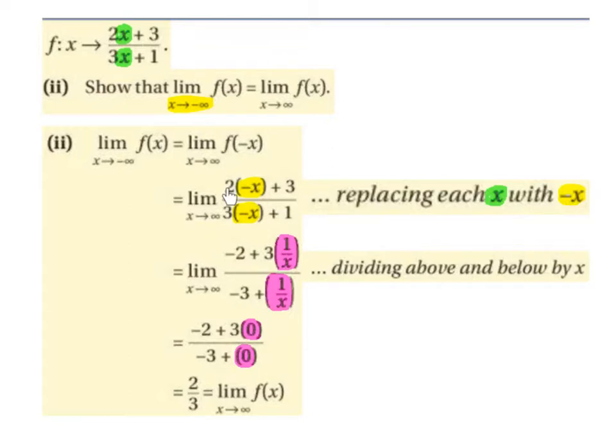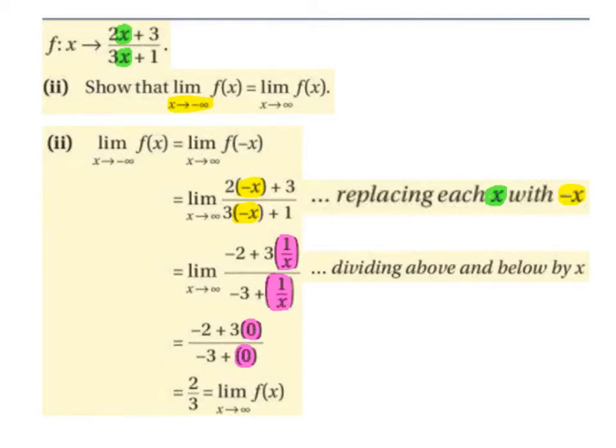So 2 times minus x multiplied by 1 over x is just minus 2. And 3 times 1 over x is 3 times 1 over x. And 3 times minus x times 1 over x is minus 3. And 1 times 1 over x is 1 over x. So now we let x approach infinity. So we swap each of these x's for infinity.